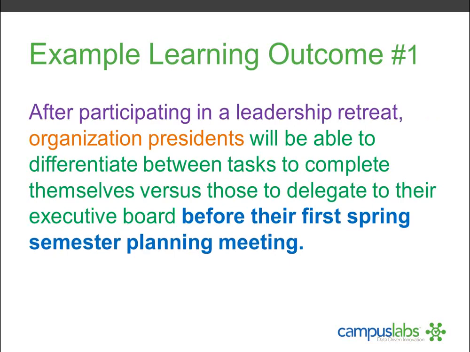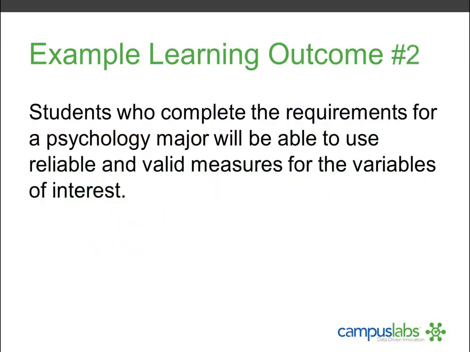Here we have a specific, measurable learning outcome. Others can agree on whether or not this has occurred. They can agree on what it is that is expected of this particular person or of these organization presidents. So this would be a good learning outcome example.